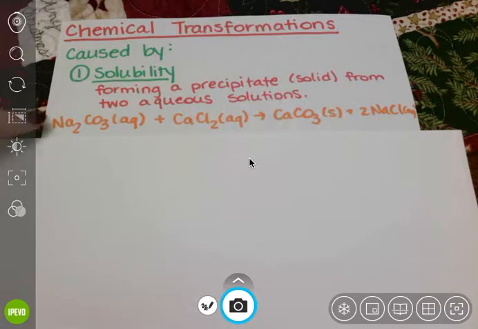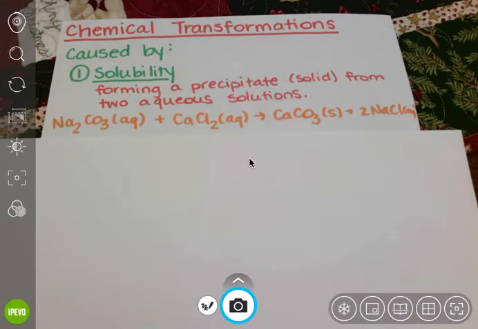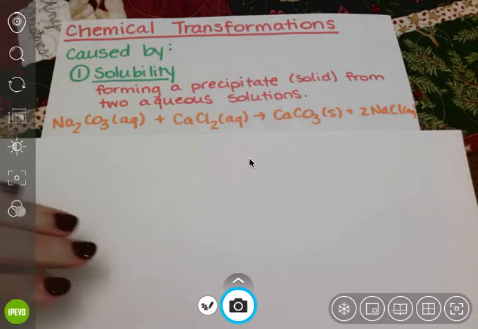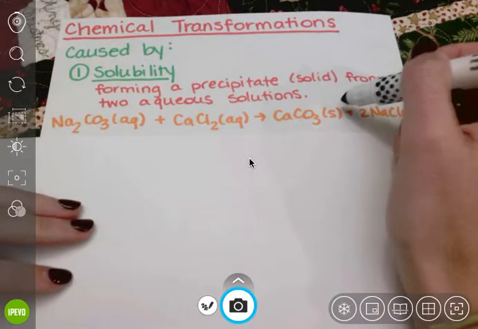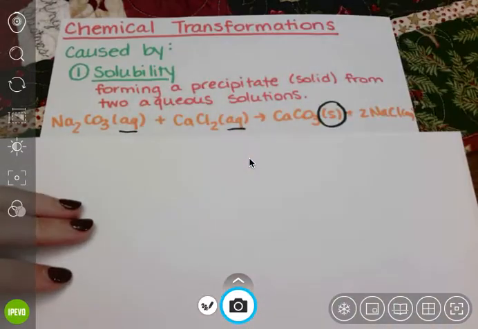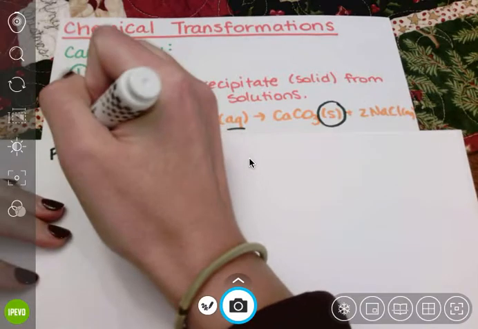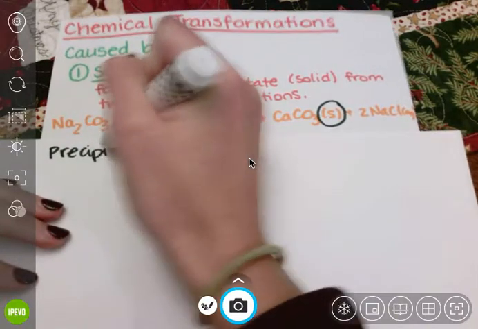So here we can recognize that we have a very long reaction, right? We've got sodium carbonate plus calcium chloride makes calcium carbonate solid, and then there's some sodium chloride left in solution, right? So we can remember, right, that when we form this solid from 2 aqueous solutions, that is a precipitation reaction, right? Precipitation.